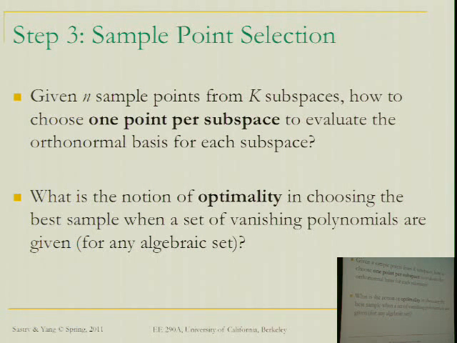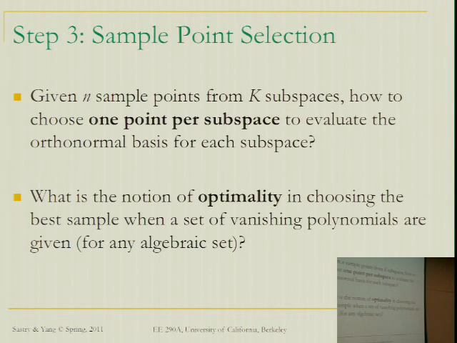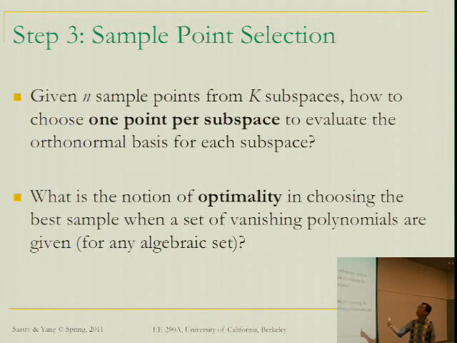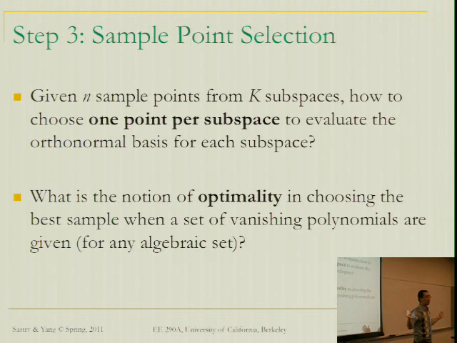So now we circle back to the very last question we didn't answer, or at least answered only loosely: in general, how do you choose one sample per subspace? After we assume all the way that from the noisy points we know the null space of the Veronese embedding, we can get P. From P, we can get the derivative of P. Now we go back to the last question: given n samples from k subspaces, how do we choose one point per subspace to evaluate the orthonormal basis?